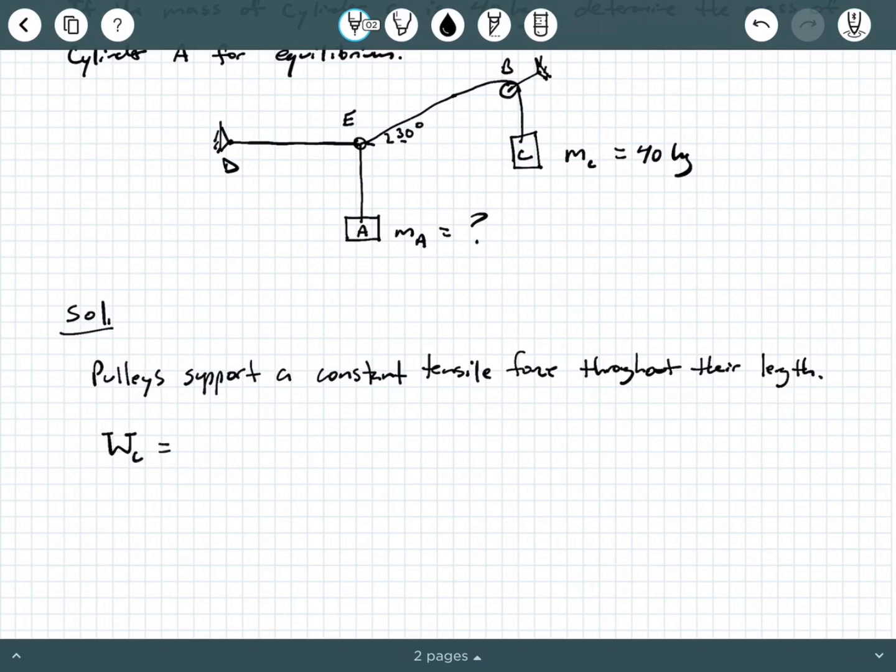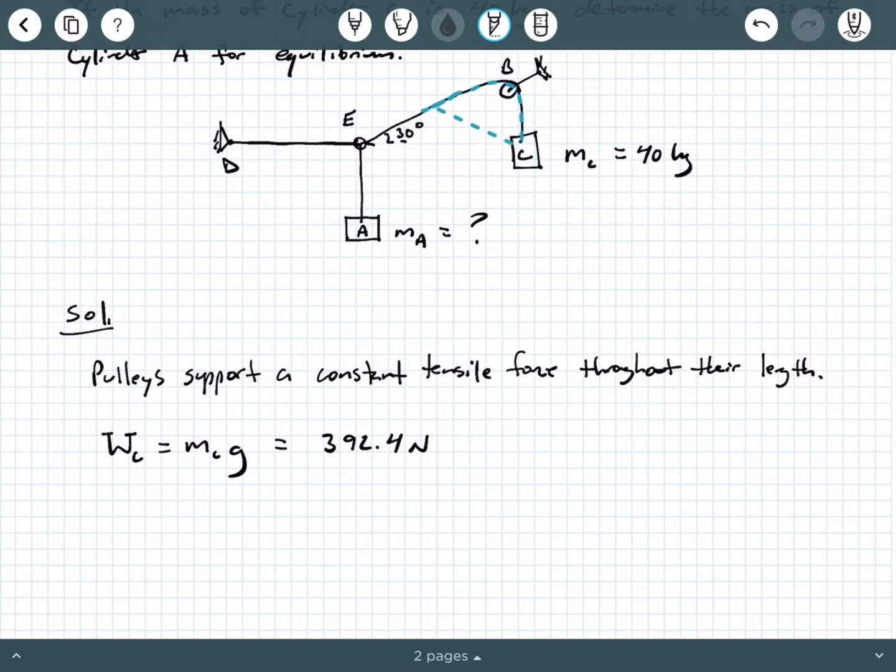So the first thing we need to do is get the weight of the cylinder at C, and that's going to be the mass of C times acceleration due to gravity. So we're going to have 40 kilograms times 9.81 meters per second squared. So we get 392.4 newtons. Remember, a kilogram times meter per second squared is a newton. So that's definitely a force that is going to be exerted right here.